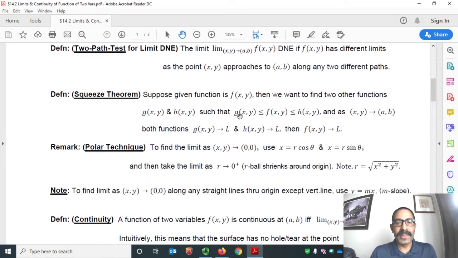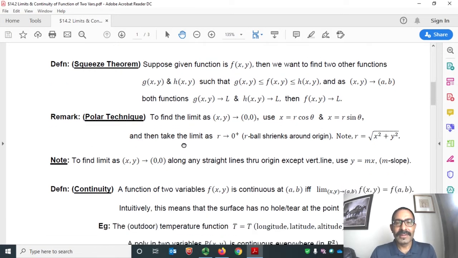Squeeze theorem. Suppose given a function f, we want to find two other functions g and h such that we have the inequality g is less than or equal to f, which is less than or equal to h, and as (x,y) approaches (a,b), g has limit L and h has limit L. Then the conclusion of the squeeze theorem is that the middle function f also converges, with the same limit L.